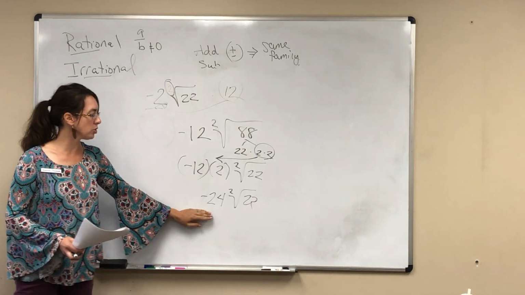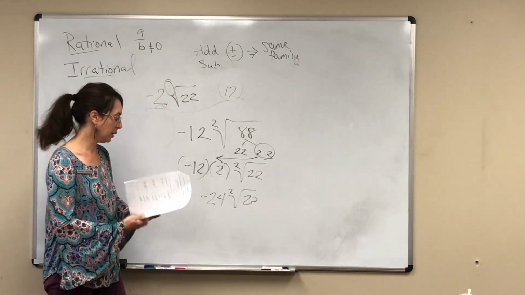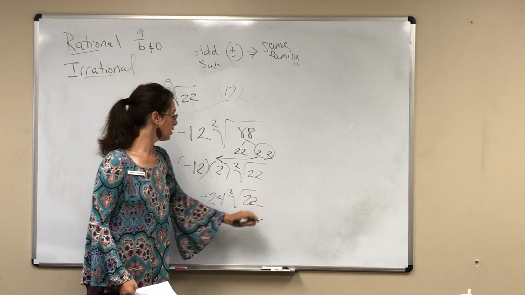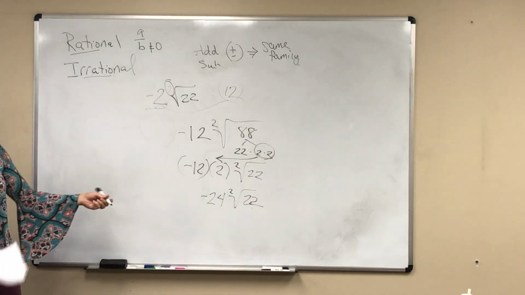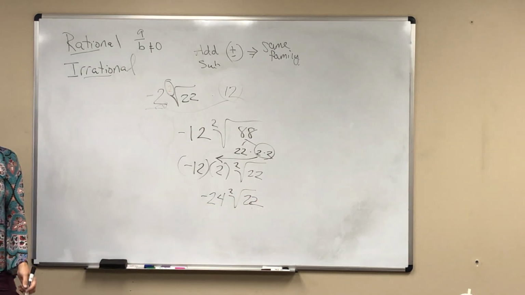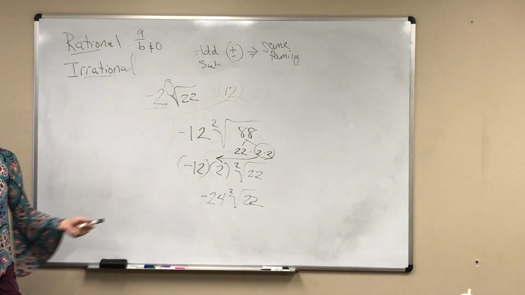Now, is this rational or irrational? Irrational, because 22 is not a perfect square. You can't do anything with that. You ended up with a radical. If your radical is left, it's irrational.